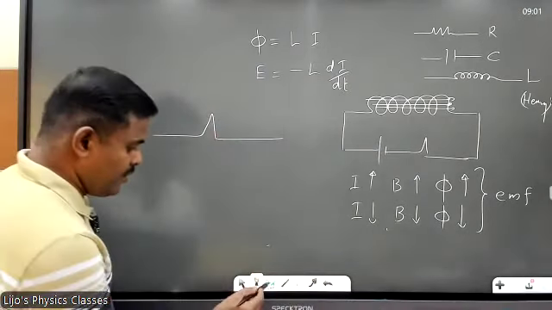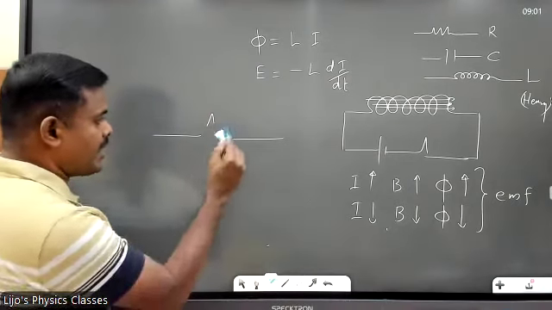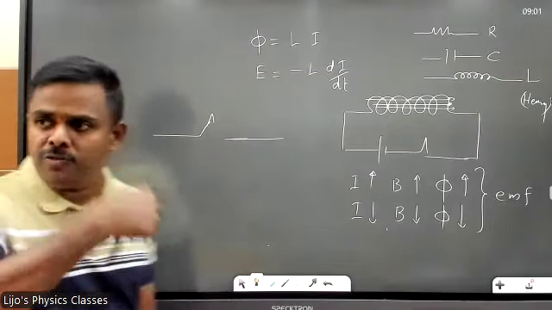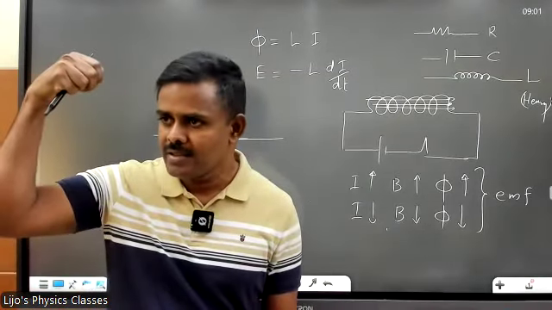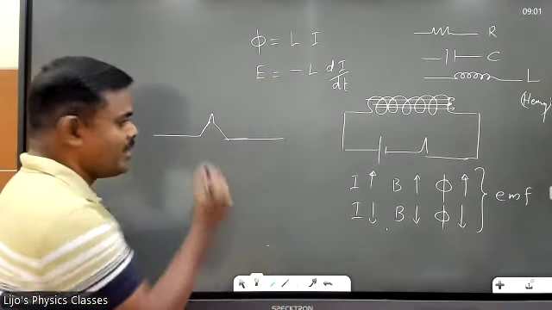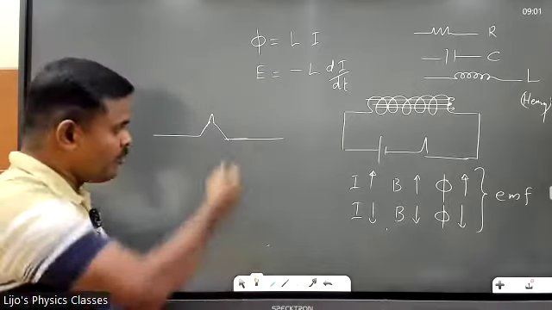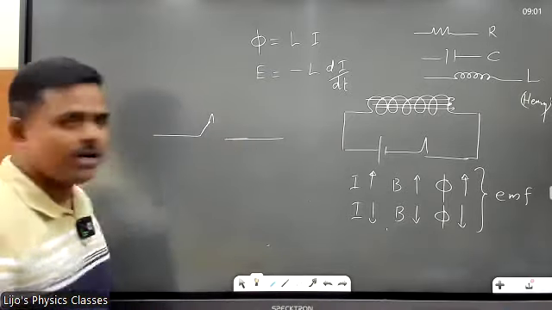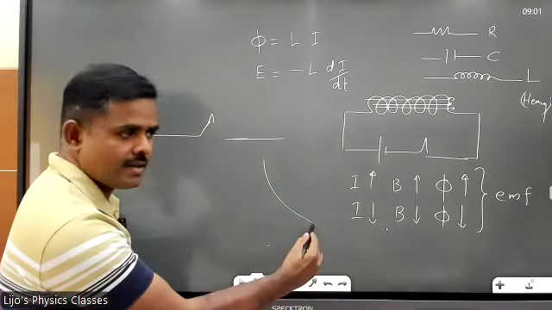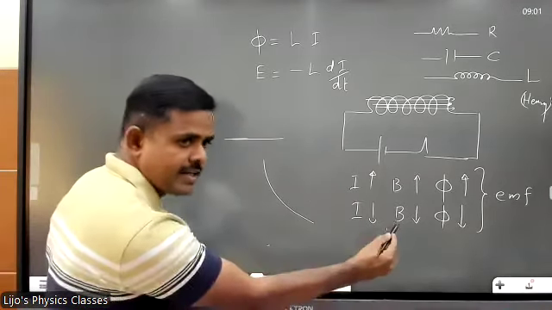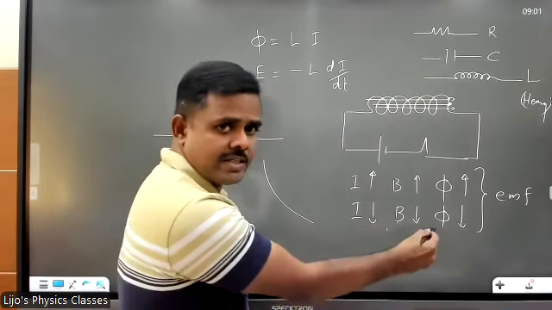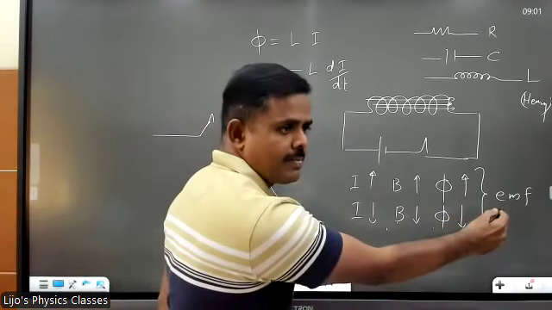When you switch it off, what you're doing is you are breaking the circuit. Correct? There was a circuit, there was a contact. Now, when you switch it off, the contact is broken. Contact is broken means current will decrease. Current decreases means field decreases. Field decreases means flux decreases. Flux decreases means EMF will be developed.